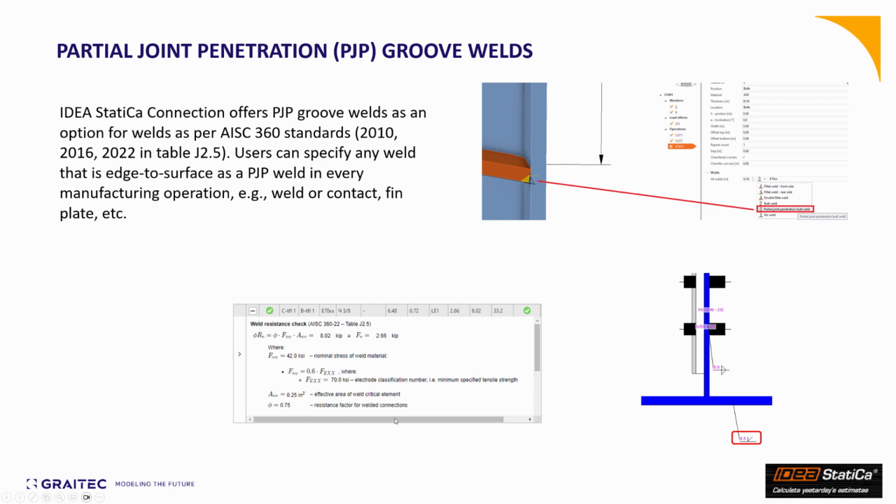The software will automatically also check the resistance based on the AISC code, and we also have the option of the drawing and the annotation for PJP welds when you're creating your sections or your drawings.